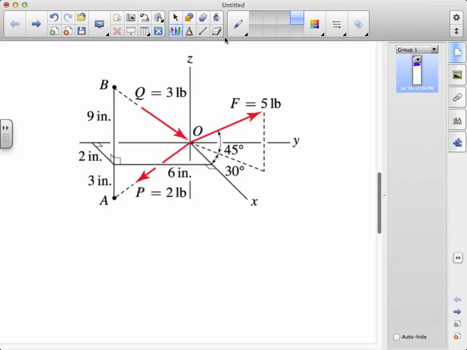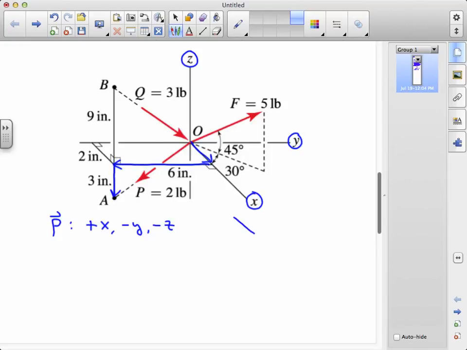We'll begin again with this three-dimensional problem by just noting the orientation of the x, y, and z components so that when we talk about individual force vectors, we can talk right away about whether those components are positive or negative. We'll begin with the force P, whose tail is at the origin and pointing towards A, and we can see that that's going to have a positive component in x, a negative component in y, and a negative component in z.